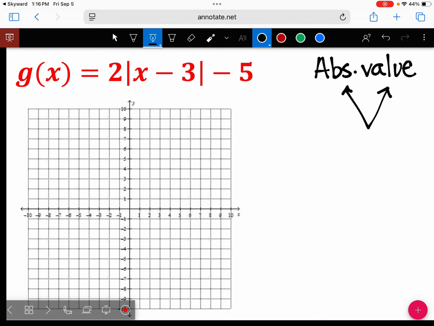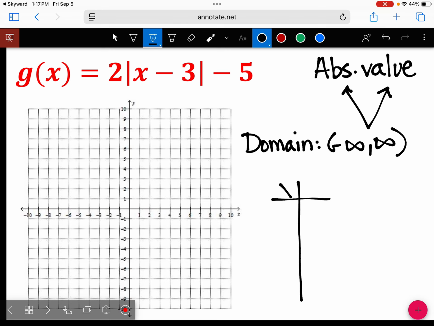Absolute value is not a restriction in your domain. It's not a red light, so our domain is still going to be all real numbers. And we're going to stick with that domain unless we have a square root, which we'll have on Monday, or an x in our denominator. And we really won't talk about x's in our denominator until we get to chapter 4. So the good thing about this is I want you to set it up the exact same way. We're going to put our vertex in the middle.